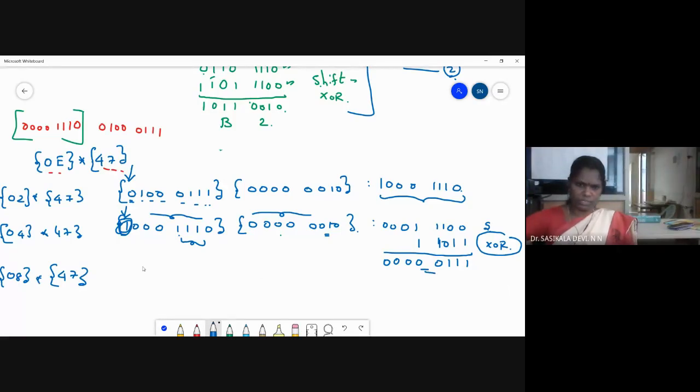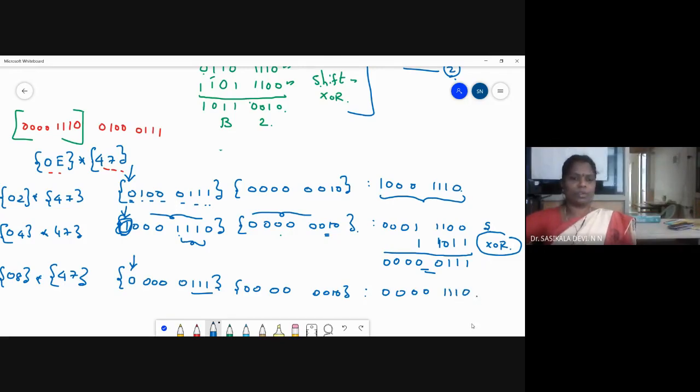So 47 multiplication by 8. Take this, 00000111. We have to multiply by 2, so 00001110. It is simply a shift, because the most significant bit is 0 here. So four zeros, three ones, ended with a 0. Now we got the result for multiplication by 2, multiplication by 4, multiplication by 8.